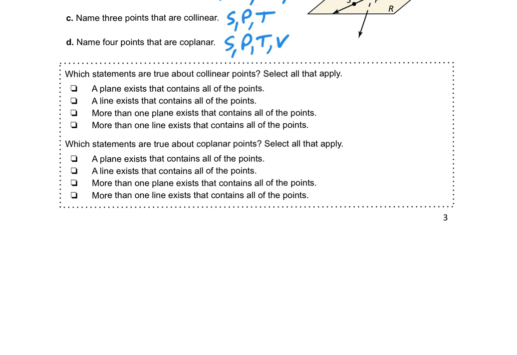Okay, so that one's a little bit weird, right? Because we're talking about 2 different planes containing the same line, but that would be like the intersection of those 2. That's where this plane and this plane intersect right here at that line. Okay, what about the fourth one? More than one line exists that contains all the points.